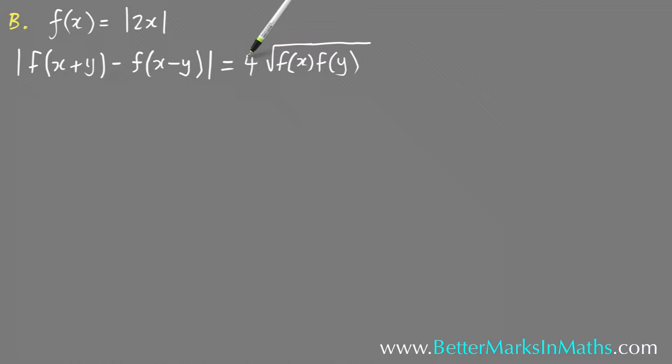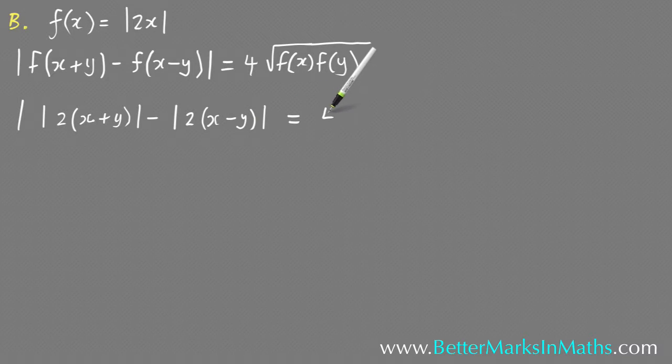So applying this rule or equation to this function, so f of x plus y, again replacing the x with x plus y, so you get the absolute value on the outside with the absolute value of 2 bracket x plus y, and then minus f of x minus y, so that would be the absolute value of 2 bracket x minus y, and then that may or may not be equal to 4 times the square root of f of x, which is absolute value of 2x, multiplied by f of y, which would be the absolute value of 2y.